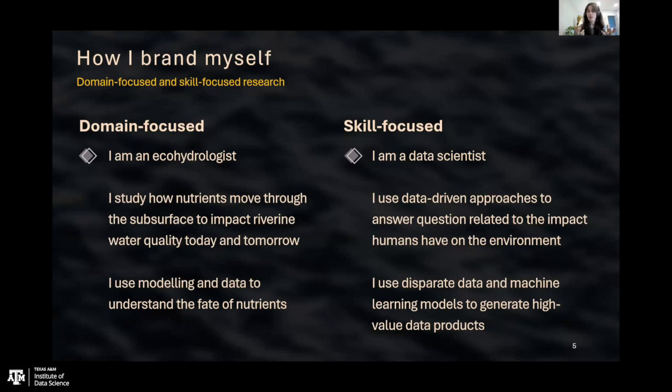So again, the way you pitch yourself when you're trying to find your niche, where you want to brand yourself and what you want people to know you as, really depends on what you want to sell. For a lot of people like us, focusing on the skill-focused approach can put you more in the data science domain. But you still need the domain-focused introduction as well, because it gives a lot of context to what you bring to the table when you do data science.